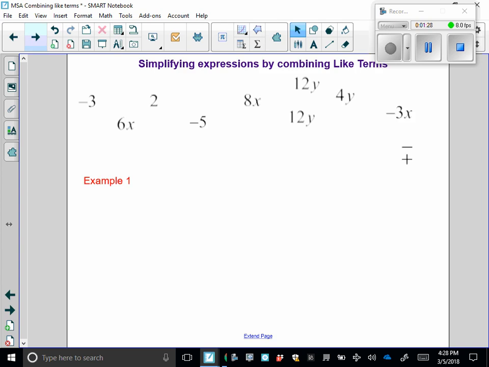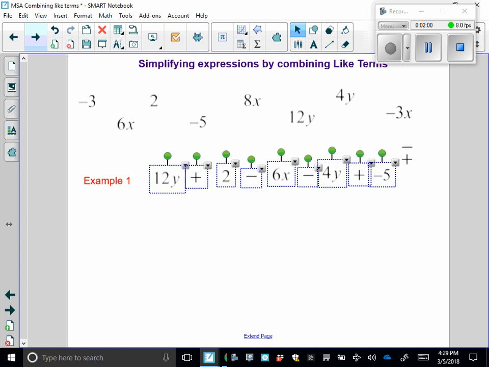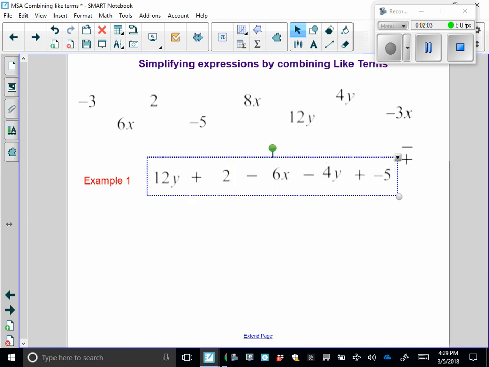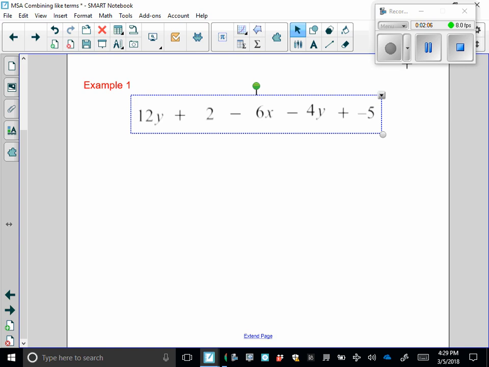Over here, we'll make up an example with some of these terms. If I take 12y and I add that to 2, then I can subtract 6x if I want, and then I can subtract 4y, and I can add a -5. So I've just made a problem here. Let's group that problem and move it down and focus on just that problem.